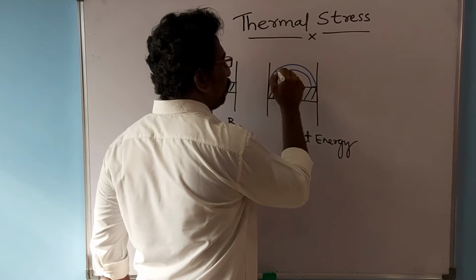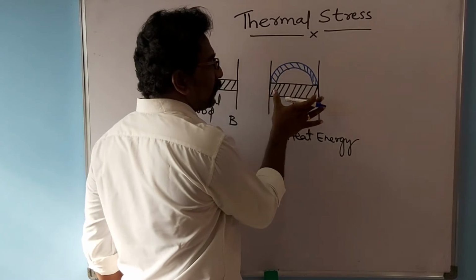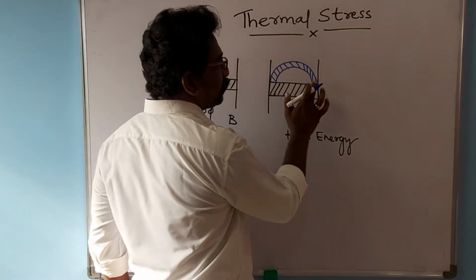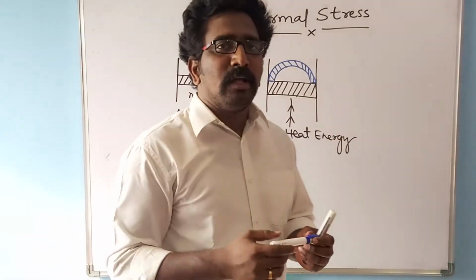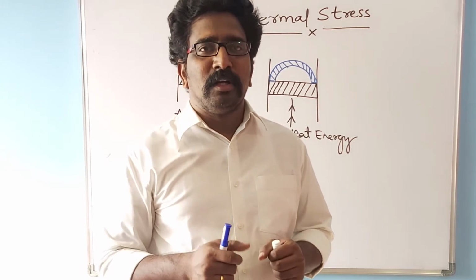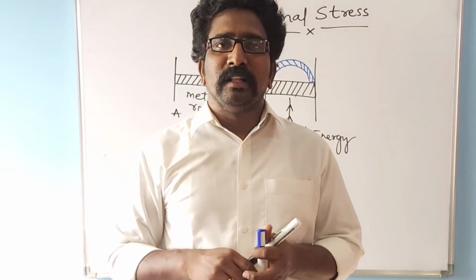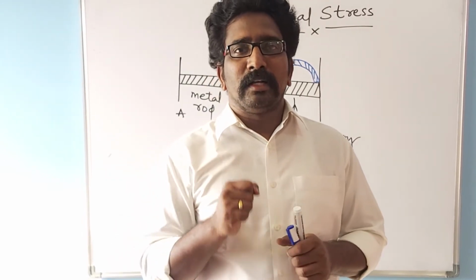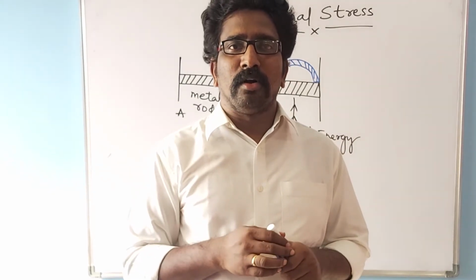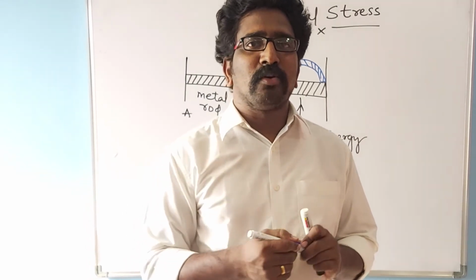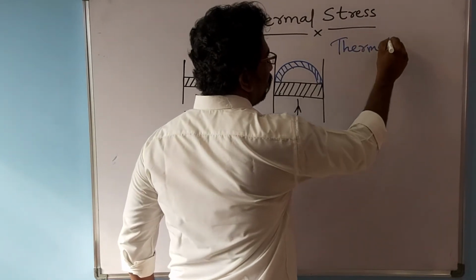If the bend happens in the metal rod, it looks like this. If there is no space for this metal rod to expand, then the bend will happen in the middle, creating an arc. This is what happens with linear expansion whenever there is no space for expansion. The metal rod will then be subjected to a huge amount of stress, a huge amount of force will be developed in that rod, and that stress we call thermal stress.